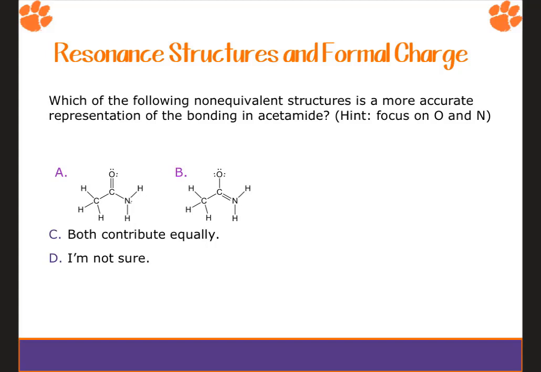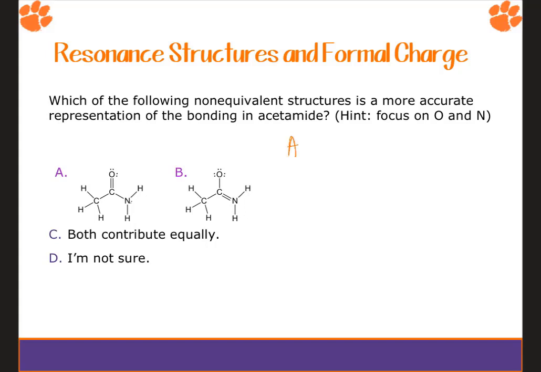So the hint here was to focus on the oxygen and the nitrogen, which, if you pay attention, are the only two that change in terms of bonding. This carbon with 3 hydrogens looks exactly the same. If we look at the carbon, it has a double bond and 2 single bonds either way, so it's not going to change. Same with these hydrogens over here.